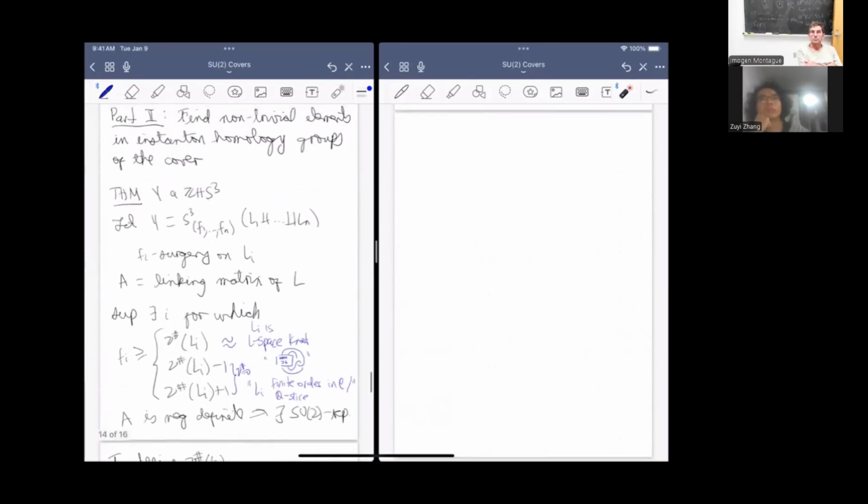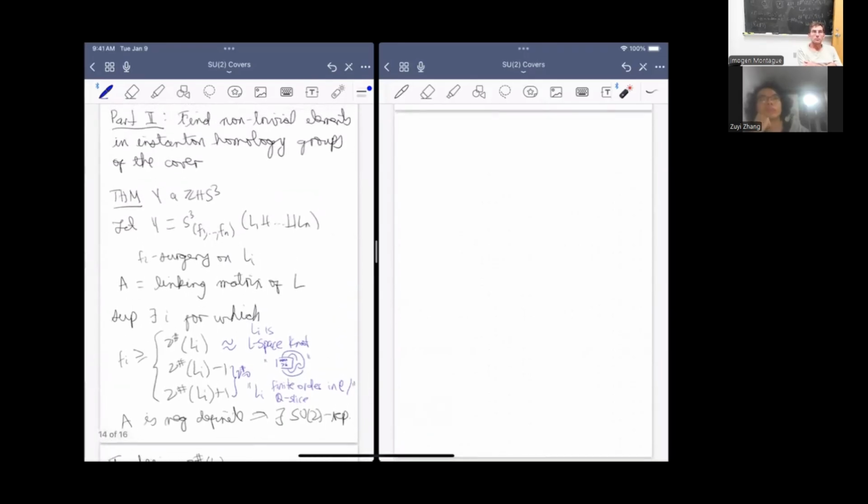Okay. So this is our theorem. Like I said, it applies more generally. It applies whenever you have a special type of surgery presentation for your integer homology sphere. But what are examples? How can we produce examples of these, right? Let me show you one first example.